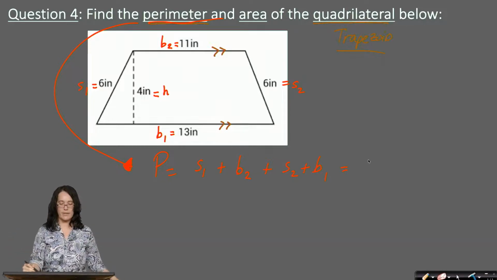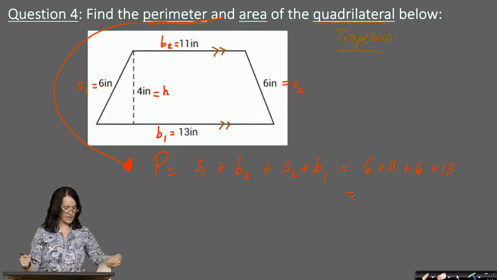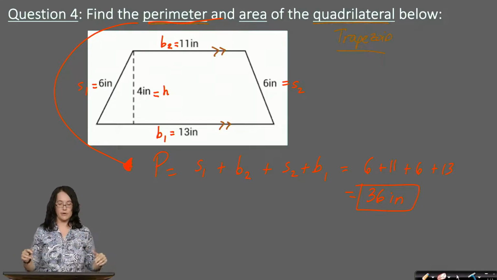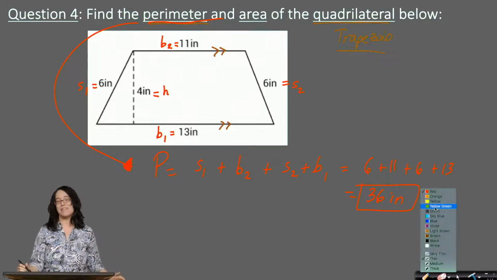So this would become 6 inches plus 11 inches plus 6 inches plus 13 inches. And when you add all of those guys up, what do you get? That's right, you should be getting 36 inches, okay? So 36 inches is the perimeter for this particular quadrilateral, which we happen to know is a trapezoid. Now, did you need to know it was a trapezoid to get the perimeter right? No. But to get the area correct, you betcha.